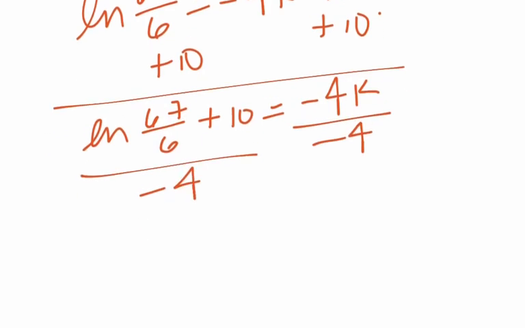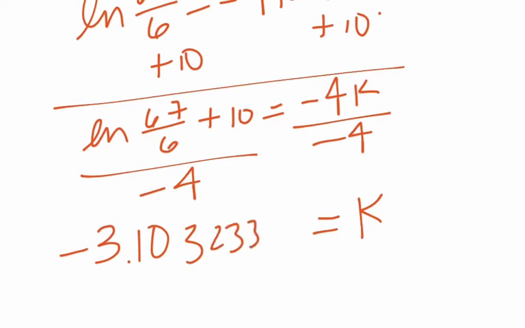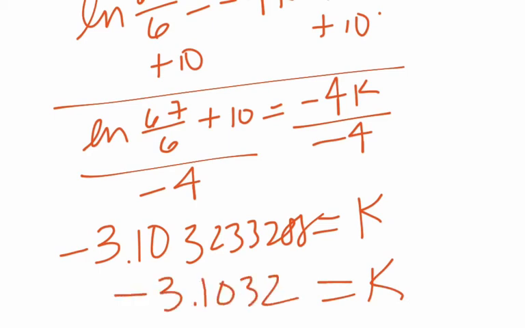So please make sure you're using the fraction bar in your calculator. So it's alpha y equals enter, ln alpha y equals enter again, 67 down 6 to the right, close parentheses, plus 10 down negative 4. And that is literally the only way you're going to get this correct decimal. Negative 3.103233288. And then when I round appropriately, it's negative 3.1032. All right. So that's how you do it.